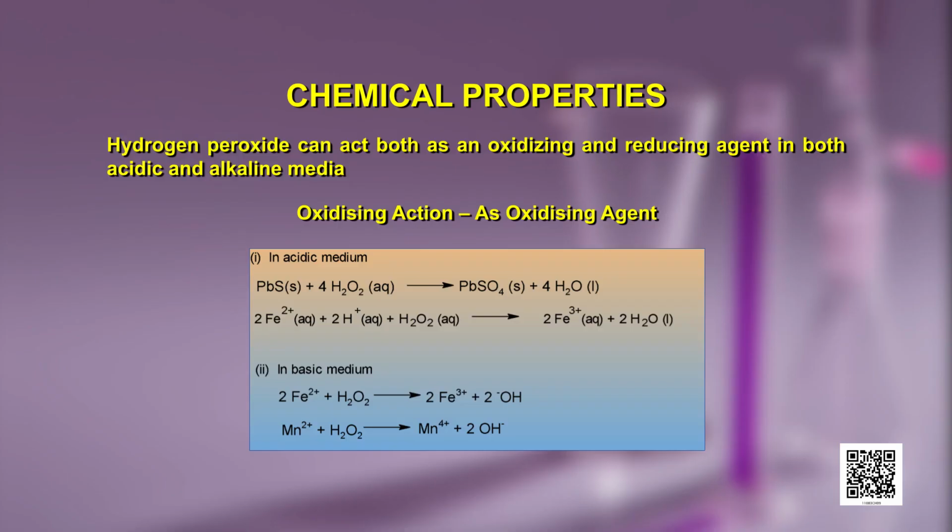As an oxidizing agent, it gets reduced but oxidizes the other component present in the reaction. Here we are showing the reactions as an oxidizing agent both in the acidic medium and in the basic medium. As a reducing agent, it will reduce the other substance present in the reaction medium and will get oxidized to oxygen, and the reactions happening in the acidic medium and in the basic medium are shown here.